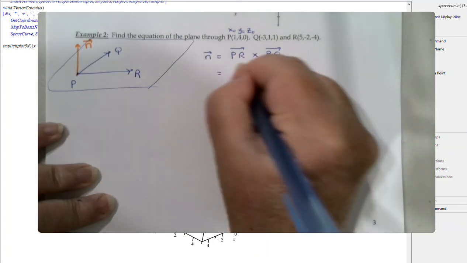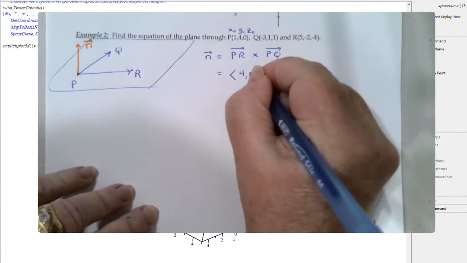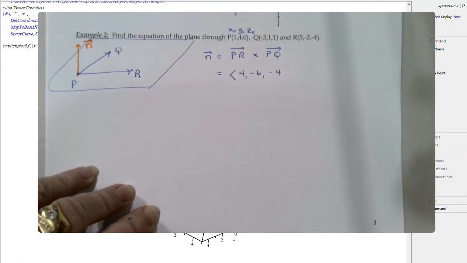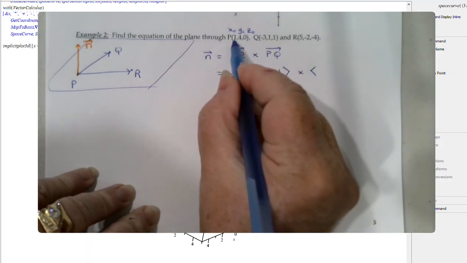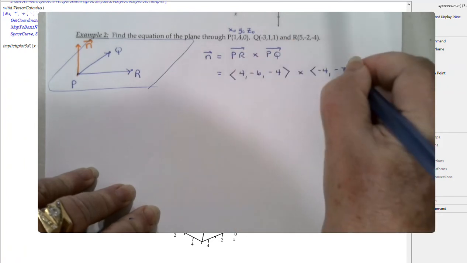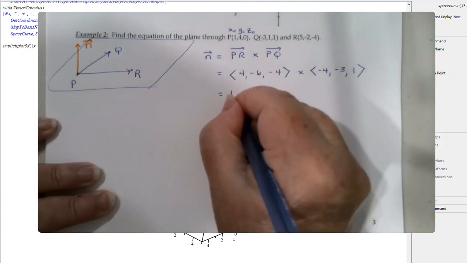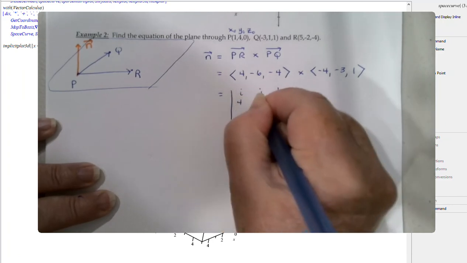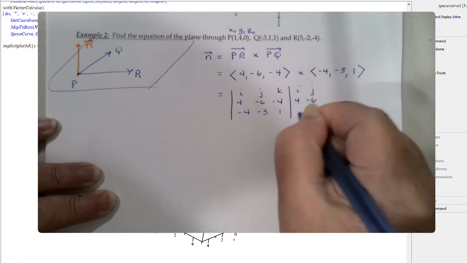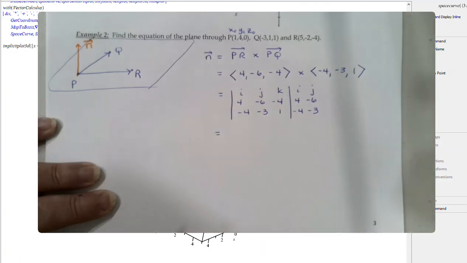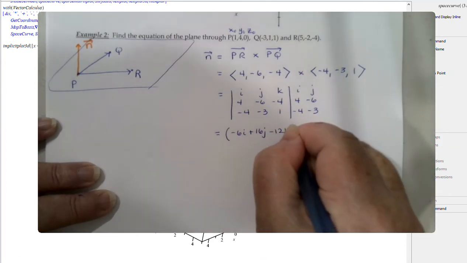All right, let's see. PR, if I just subtract terminal minus initial, would be 4, negative 2 minus 4, negative 6, negative 4. I'm going to cross that with PQ. Again, terminal minus initial is negative 4, negative 3, 1. So I'm just going to do that cross product real quick. And that's going to give me negative 6i plus 16j minus 12k.